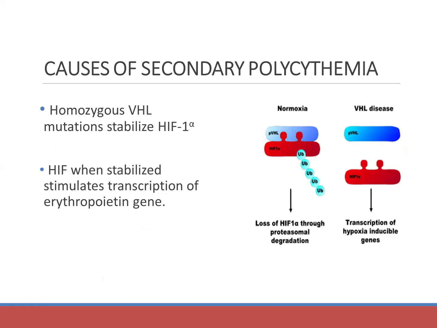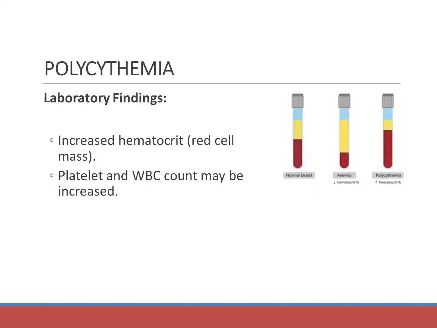Then homozygous mutations in the VHL gene can also lead to secondary polycythemia because they stabilize hypoxia inducible factor 1 alpha. When this factor is stabilized, it stimulates the transcription of the erythropoietin gene. The erythropoietin gene will encode the protein erythropoietin, and erythropoietin will increase, resulting in increased proliferation of red cell progenitors. On laboratory findings, there is increased hematocrit, the red cell mass increases, and platelets and white blood cell count may also increase.